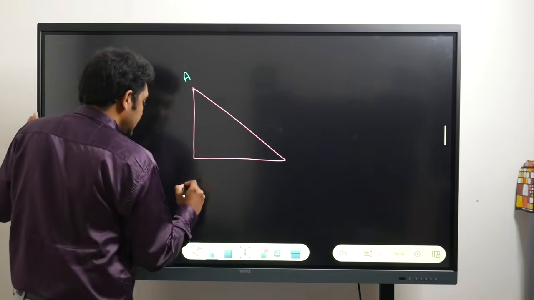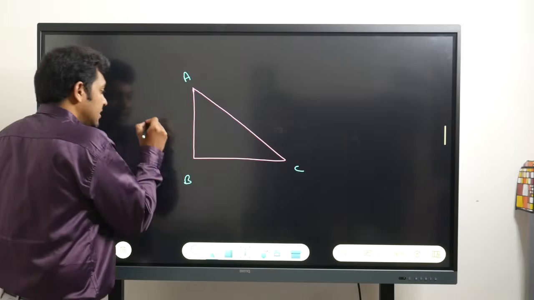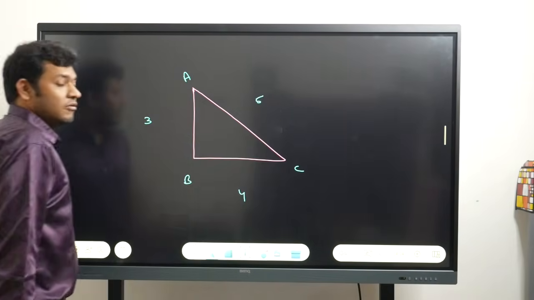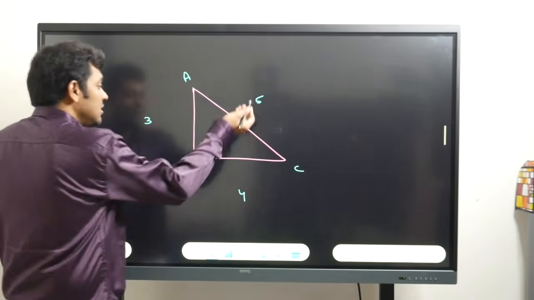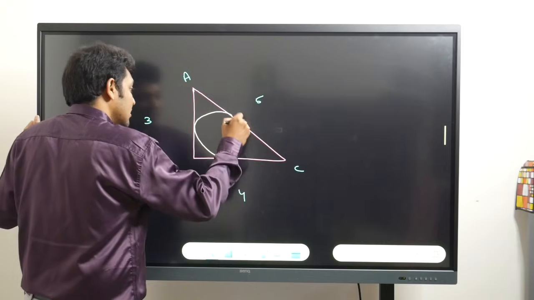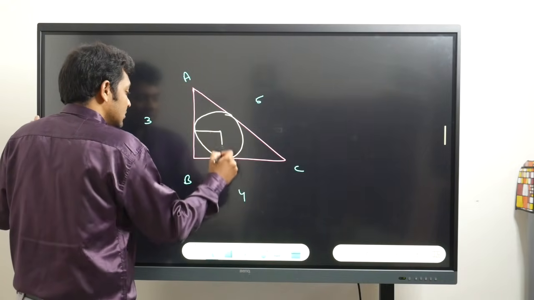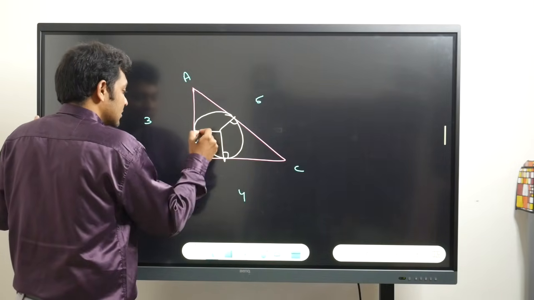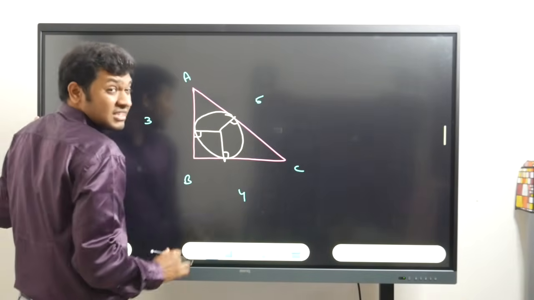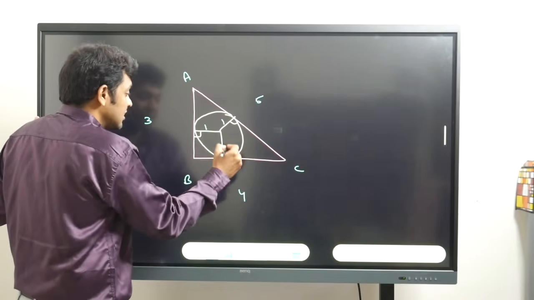So triangle ABC, this side is say 3 centimeter, this side is 4 centimeter, this side is 5 centimeter. Okay, can you tell me the inradius and circumradius? So we know it should be (A plus B minus C) divided by 2. 3 plus 4 is 7. 7 minus 5 is 2. 2 by 2 is 1. So it should be 1 centimeter each.